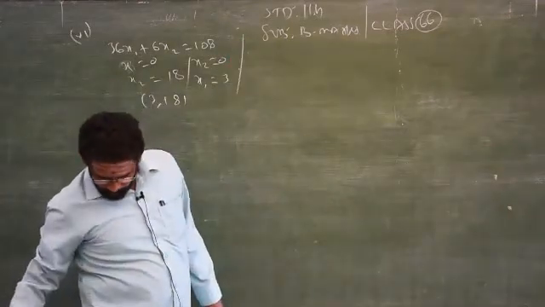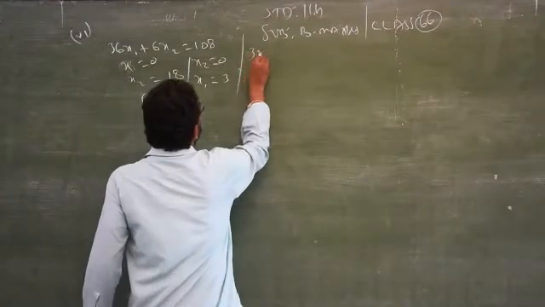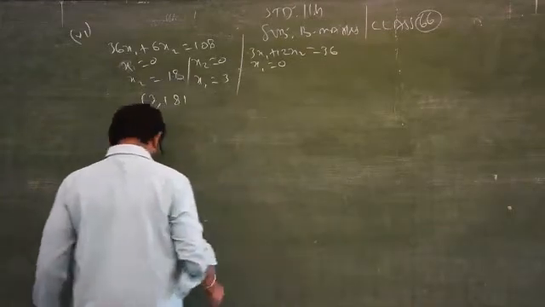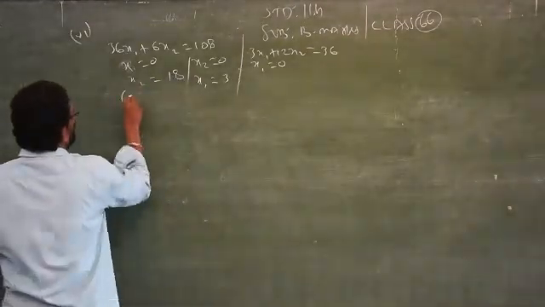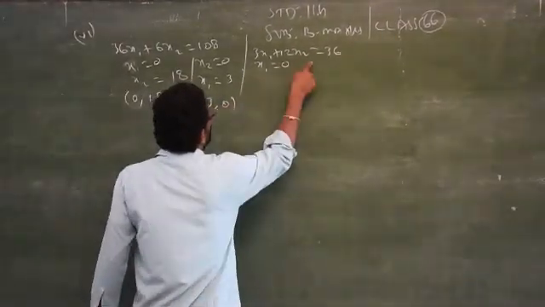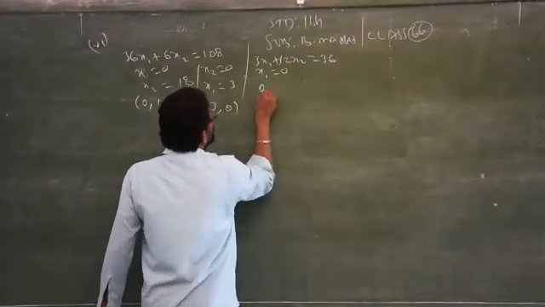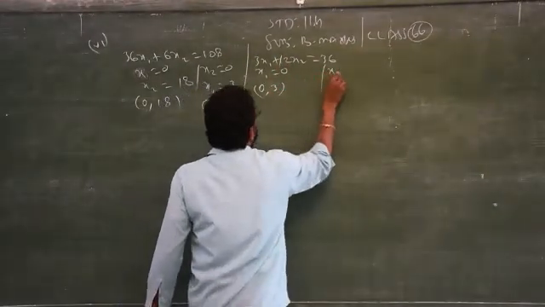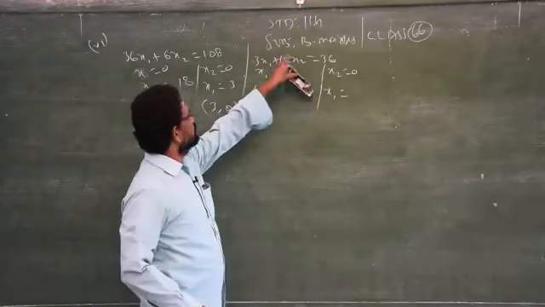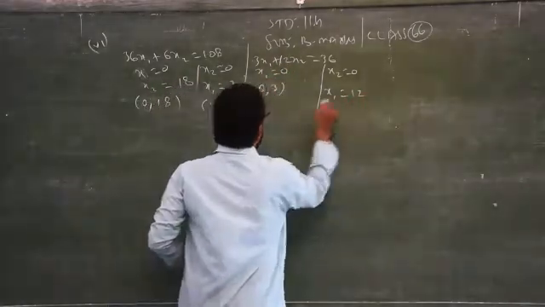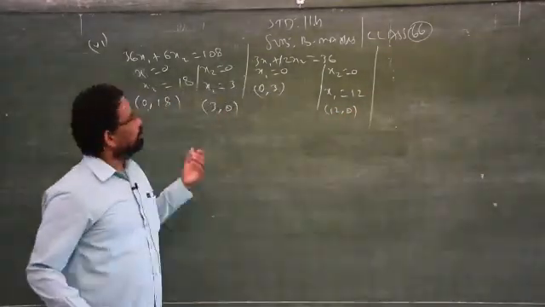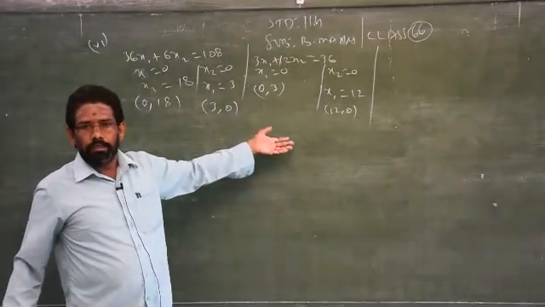Then you take the second constraint, 3x1 plus 12x2 is equal to 36. As usual, x1 equal to 0, therefore x2 is equal to 3, so 0 comma 3. Then you have to replace x2 is equal to 0 and find out what is x1. When you replace x2 is equal to 0, 3x1 will be 36, so x1 is 12. So 12 comma 0.